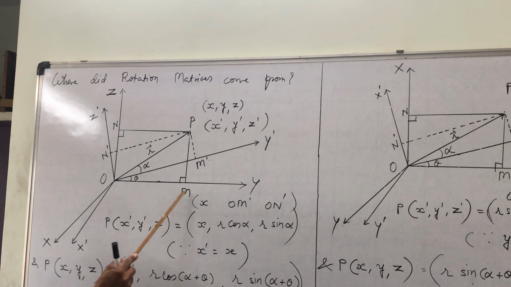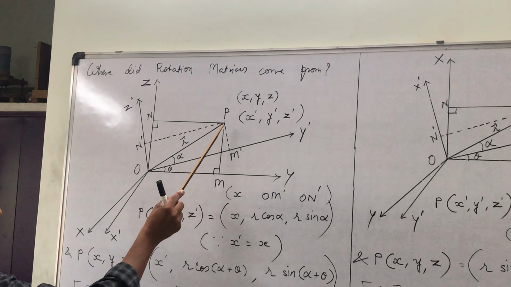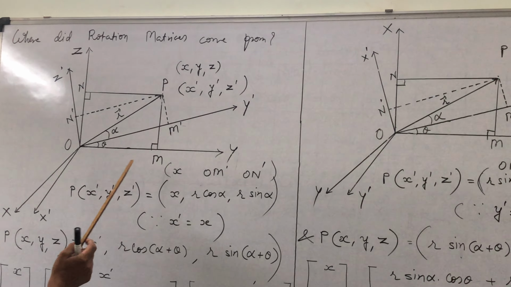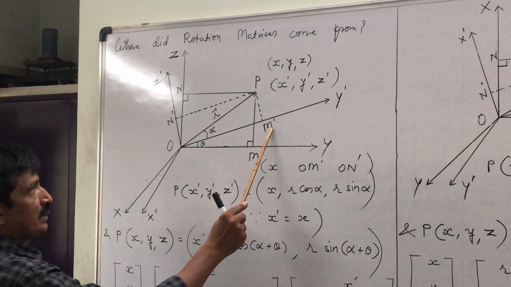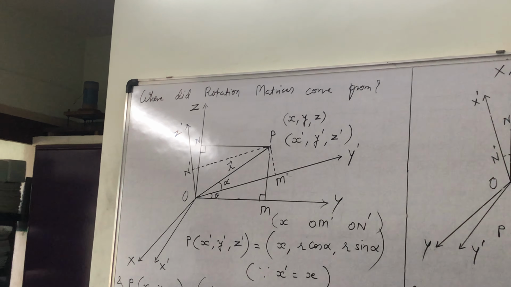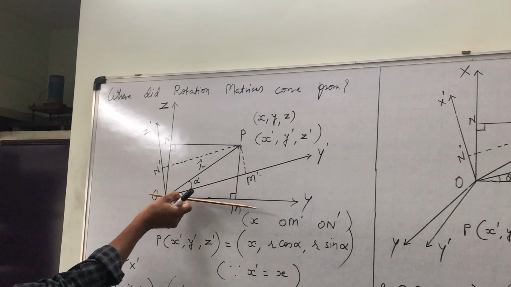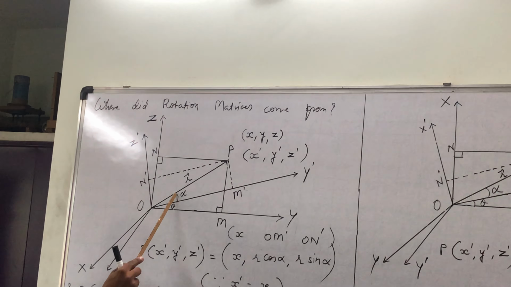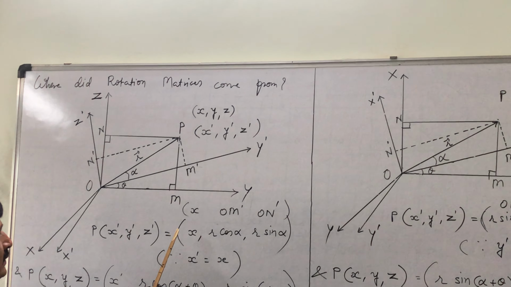PM is the perpendicular foot. So OM represents the y coordinate, and ON represents the z coordinate. X remains the same. In the new frame, OM dash represents the y dash component and ON dash represents the z dash component. This angle is where we have rotated the reference frame around x by angle theta. Geometrically, suppose this one is alpha. So P is x dash, y dash, z dash, and x remains the same.